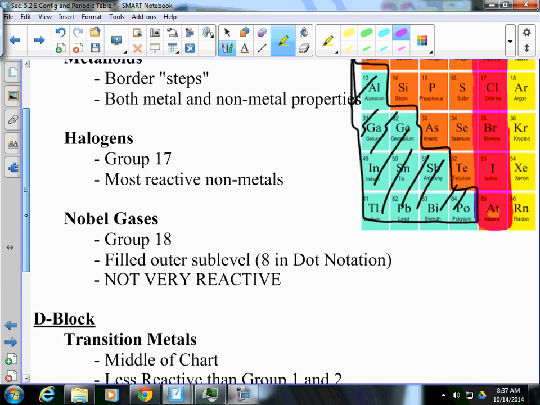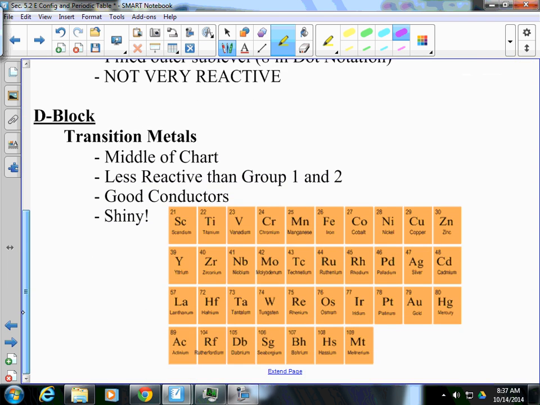So that is the P block. If we move to the D block, the entire D block is labeled as one thing. It's called the transition metals. Really, it's called the transition metals because we're moving from one side of the table to the other.